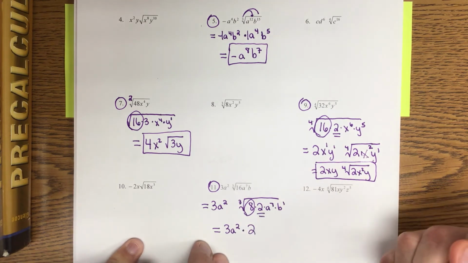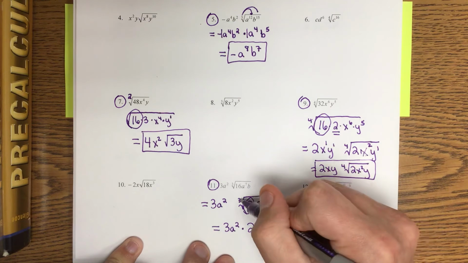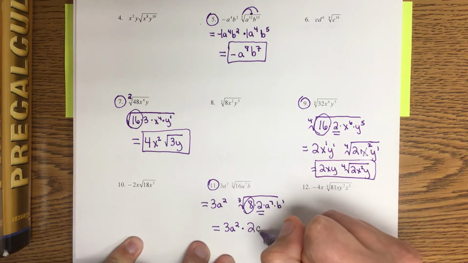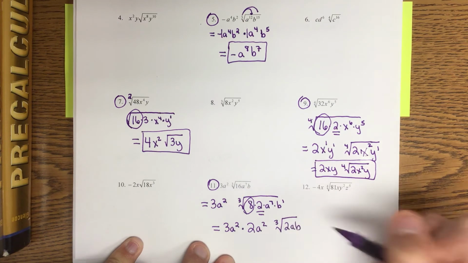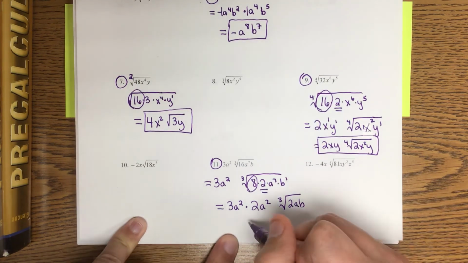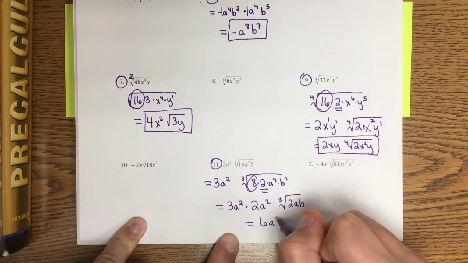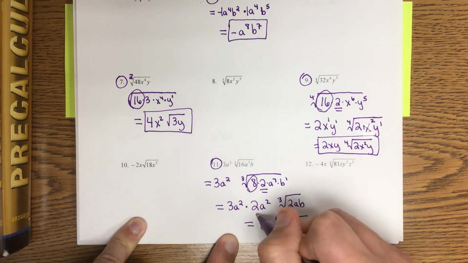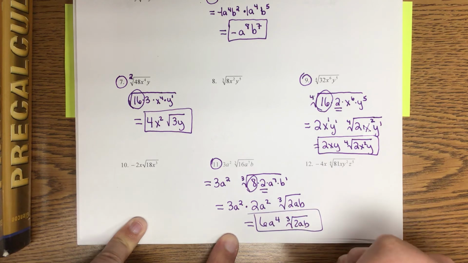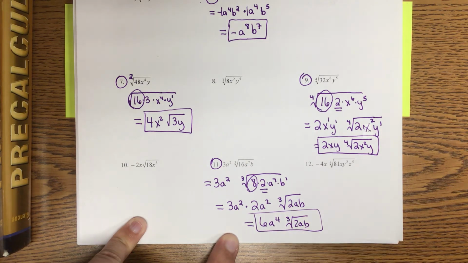This 2 will not go outside. 3 goes into 7 twice with 1 left over. And the b will not break down. Power is just 1. So my final answer should be 6a to the 4th times the cube root of 2ab. So I'll let you try the rest of that, but let me know if you have any questions or concerns.